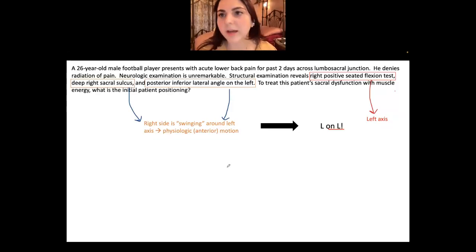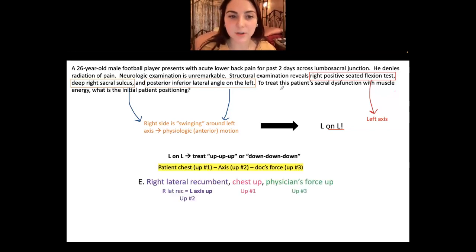So with left on lefts and with physiologic sacral dysfunctions, remember it's going to be up, up or down, down for your physiologic ones. And remember, it's chest first. So remember, it's chest first, axis is second, which usually has all the way to the left, and then the doctor's force. So I think of it as like CAD.